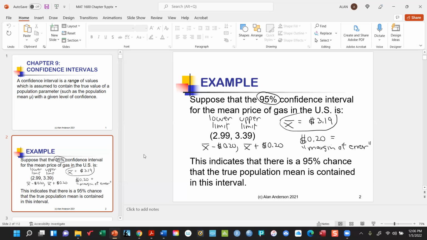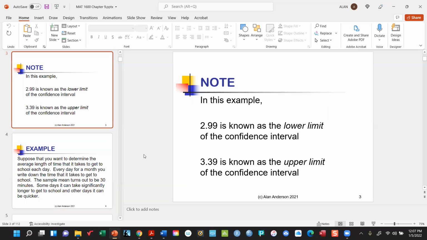Now, the big question here is, where did we come up with the margin of error? We know how to calculate a sample mean. The question remains, where did that margin of error come from? That's what we're about to calculate. And once we've got a margin of error, we can calculate a confidence interval for any situation we might need. Since this is an interval, that 2.99 we'll call the lower limit of the interval, and that 3.39 will be considered the upper limit of that same interval. X bar will be the center of that interval.